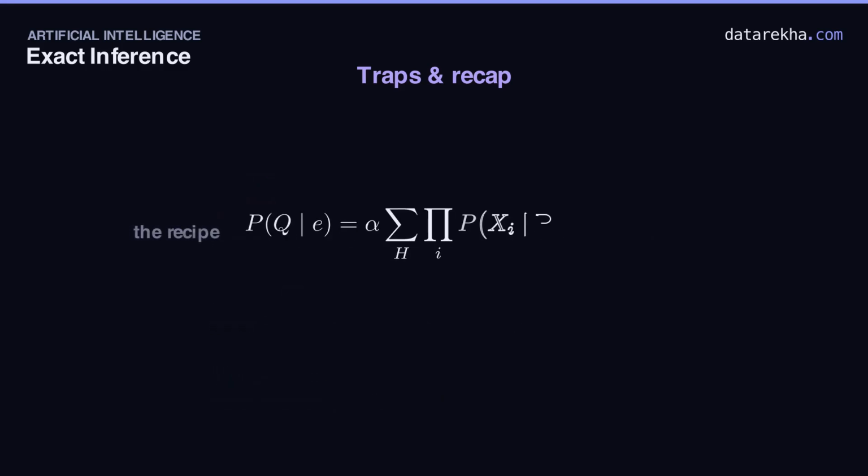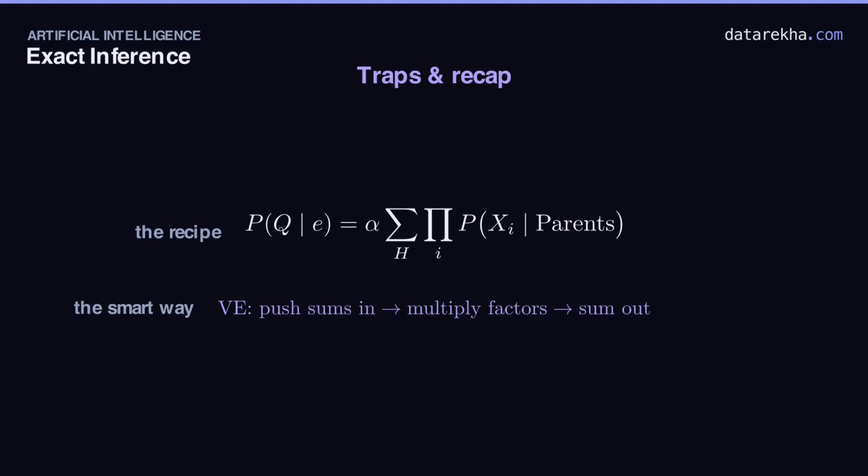So the whole lesson in 3 lines. To answer a posterior query, sum the joint over the hidden variables and normalize with alpha. That's exact inference. Do it the smart way: variable elimination. Push the sums inward, multiply factors, and sum out one variable at a time, reusing every table you build. It's exact and fast on loop-free networks, but NP-hard in the tangled general case. And that limit is exactly why, next, we turn to approximate inference. When the exact sum is too big, we sample instead.